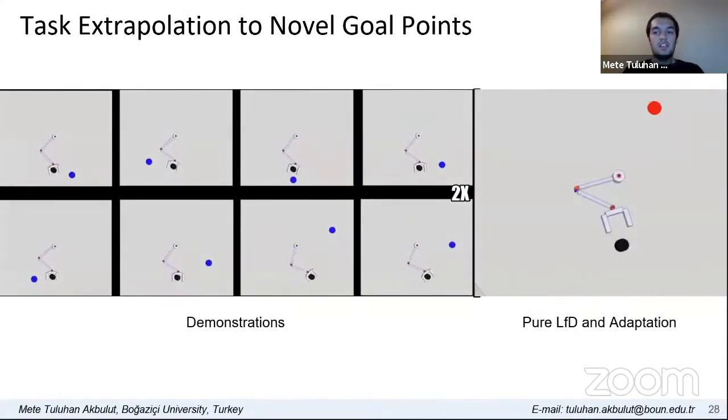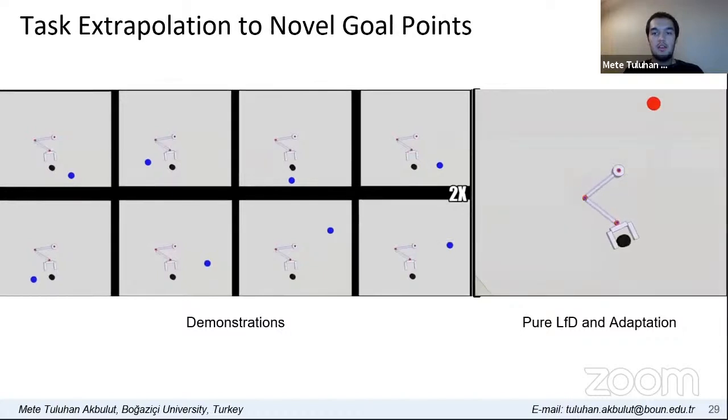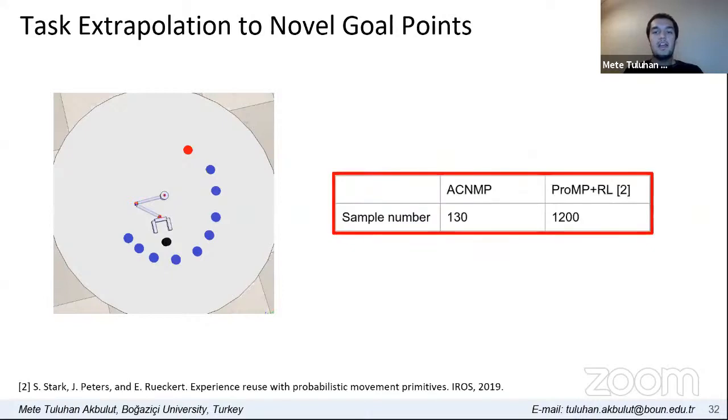On the left, demonstrations are shown. And on the right, you can see the performance of the pure LFD model and the performance after adaptation. As shown with the blue plot, our model finds the successful trajectory or requires small adaptation for all interpolation goal points. For the extrapolation goal point, SCNMP achieves the task around 60 iterations. As shown in the table, SCNMP requires an order of magnitude fewer samples than the baseline to adapt.